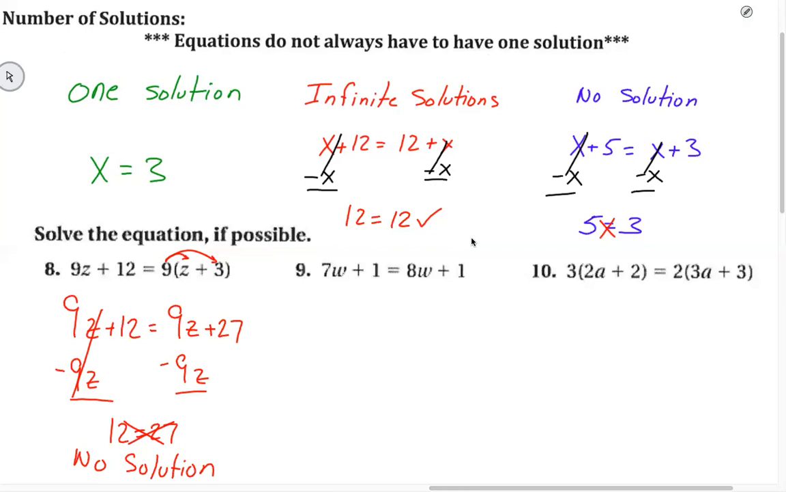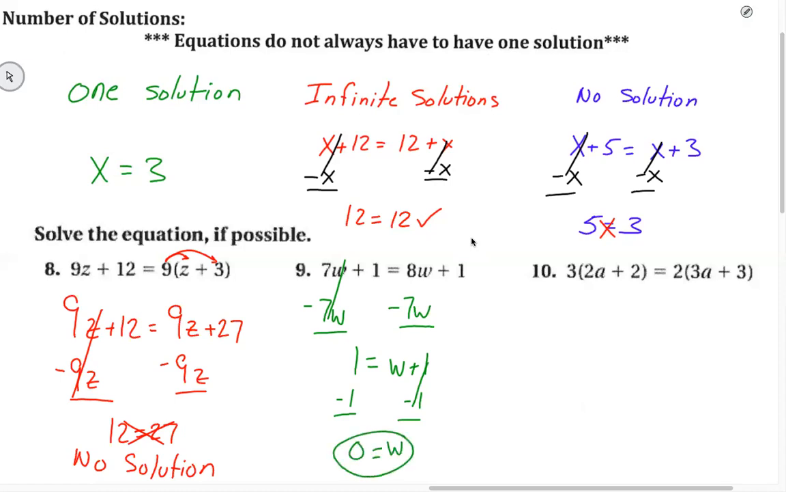Number 9. Okay, I'm going to go ahead and try and solve this. I'm going to get all my variables to one side. So I noticed I have a 7w and an 8w, so I'm going to subtract 7w because that's smaller than 8. So I get 1 equals w plus 1. All right. Let me subtract 1, and I get w equals 0. And here's the funny thing.